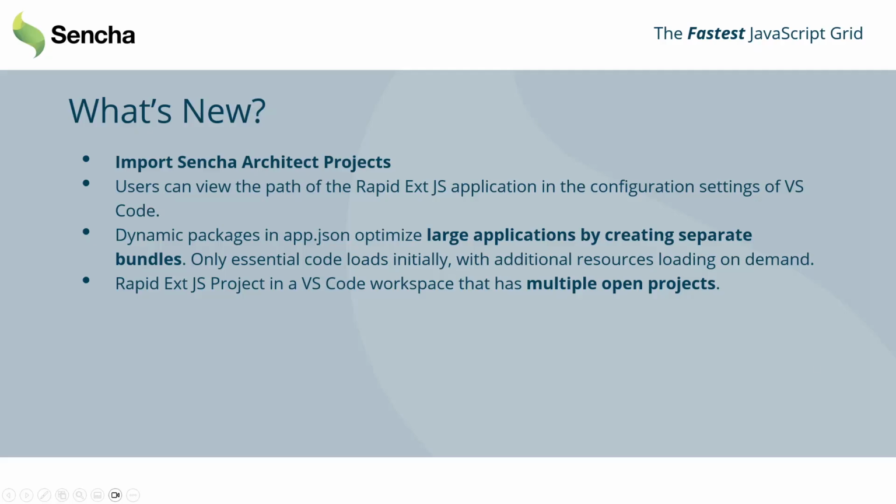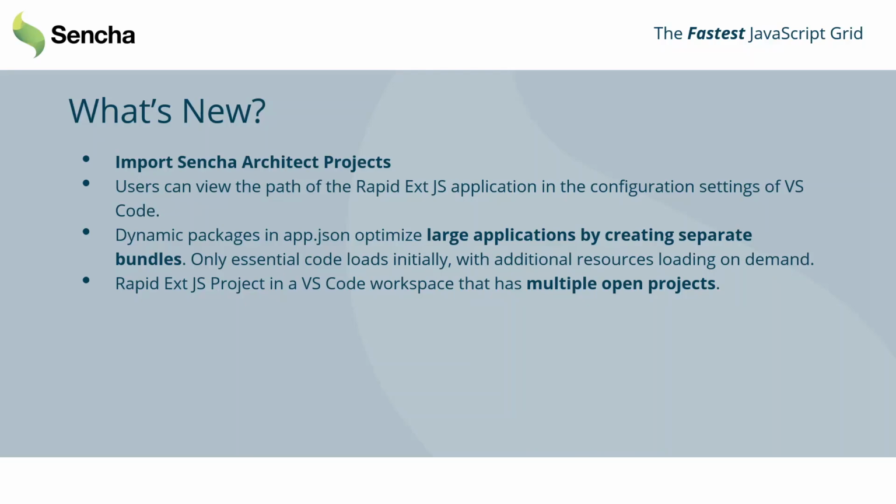Okay, now, since version 1.1.0, we have added the capability to take Sencha Architect projects and import them into Rapid Ext JS. This is a one-way path. If we turn something into a Rapid Ext JS application, we cannot take it back into Architect. Okay? However, we bet that once you move, you will love the new features that we have for you in Rapid Ext JS.